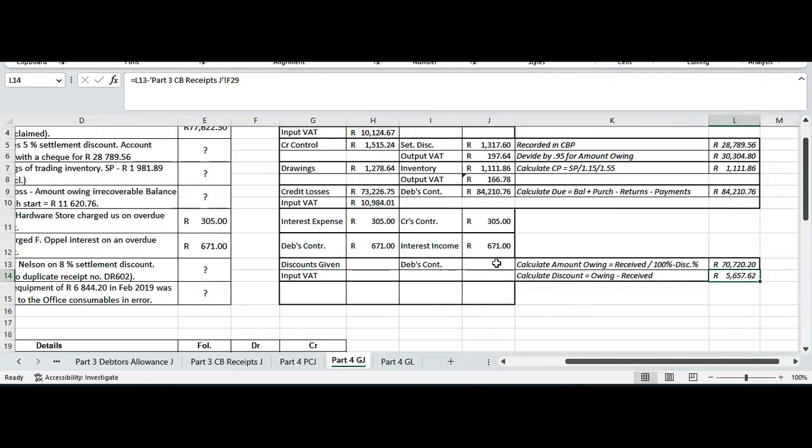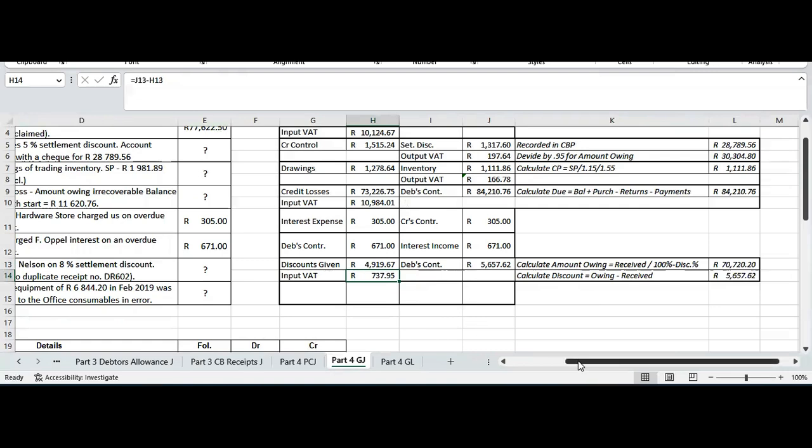Now that is the amount that would still show as outstanding on his individual account. So we want to clear his account because he settled it, and therefore the amount under debtors control will be that 5,657. Okay, we are going to divide by 1.15 to calculate the discount, because initially we charged VAT when we gave him the invoice. So now when we give him a discount, it's an expense to us, and we are going to claim the input VAT on that.